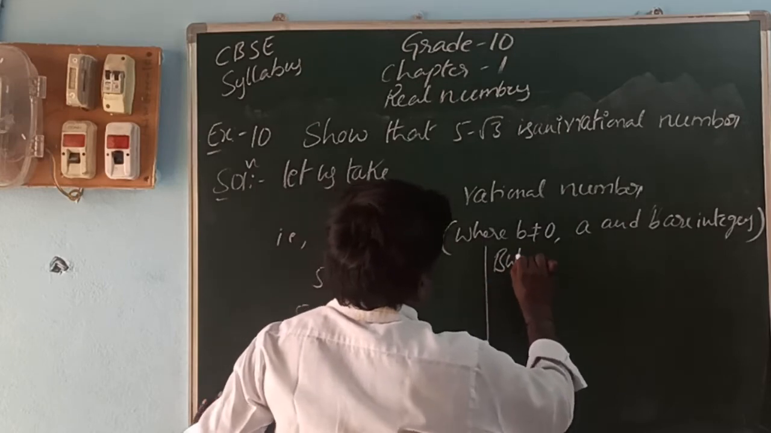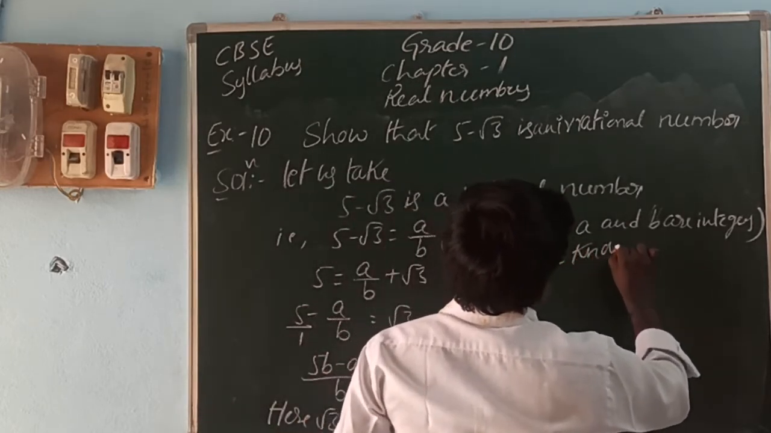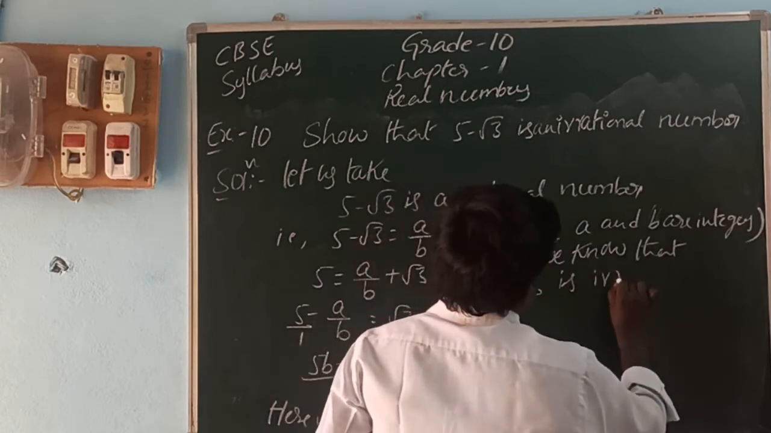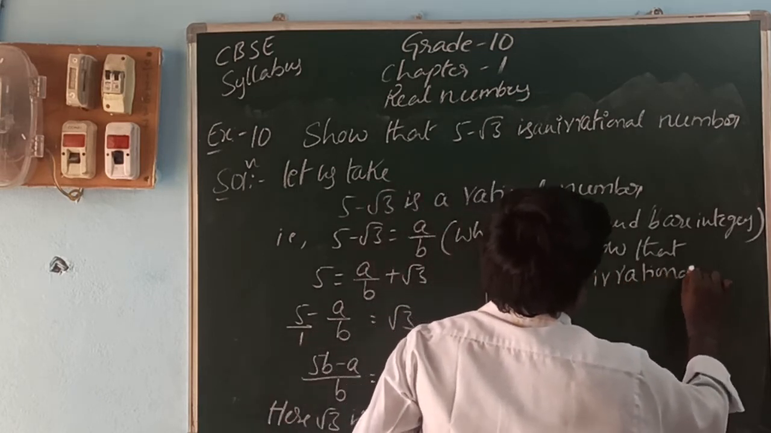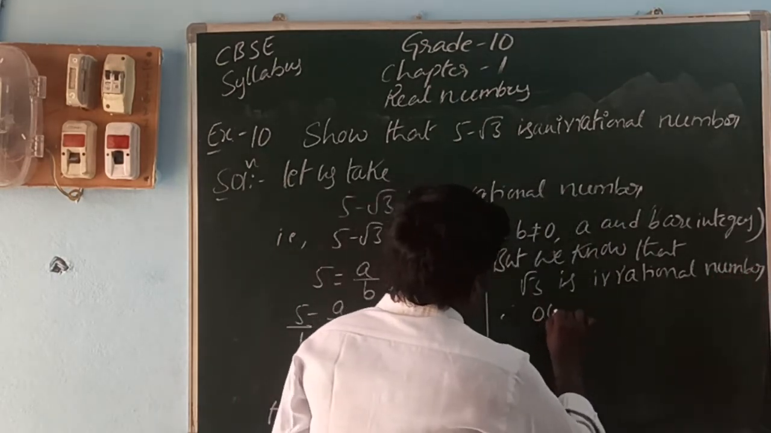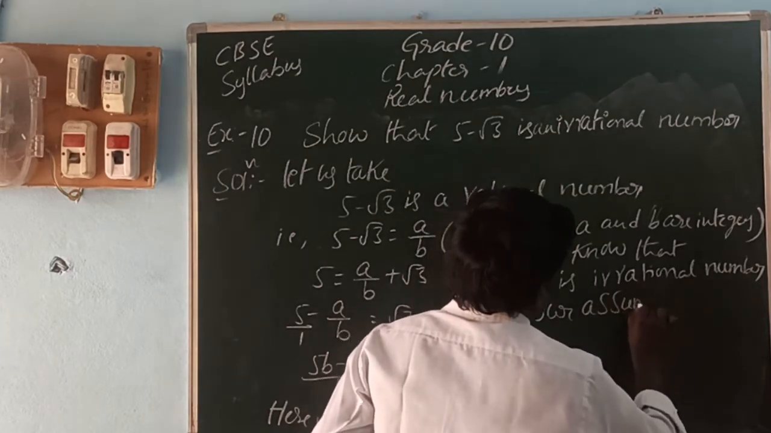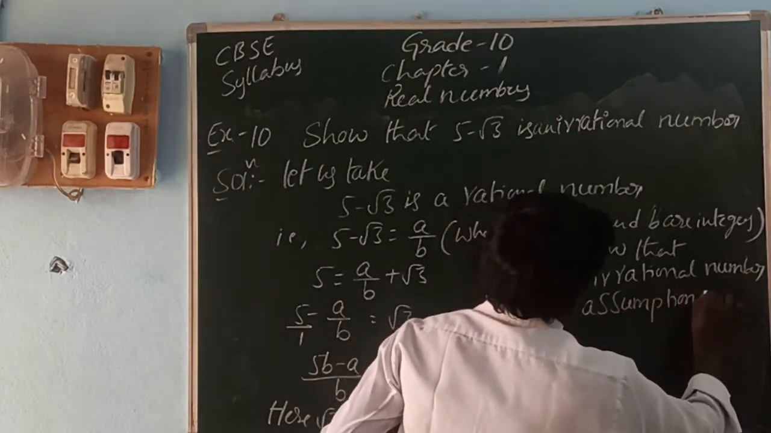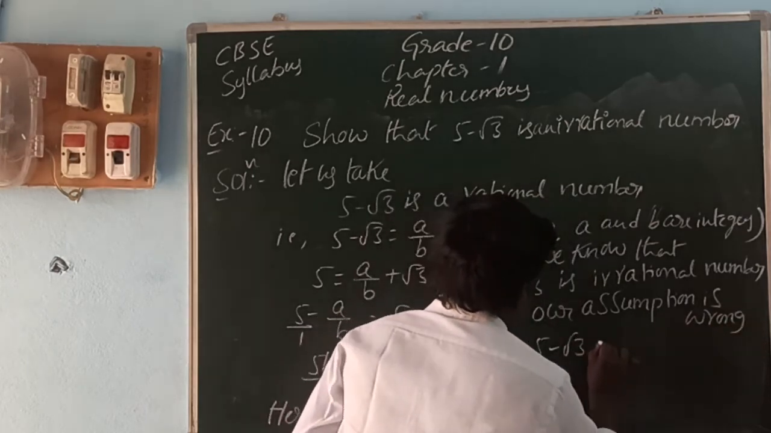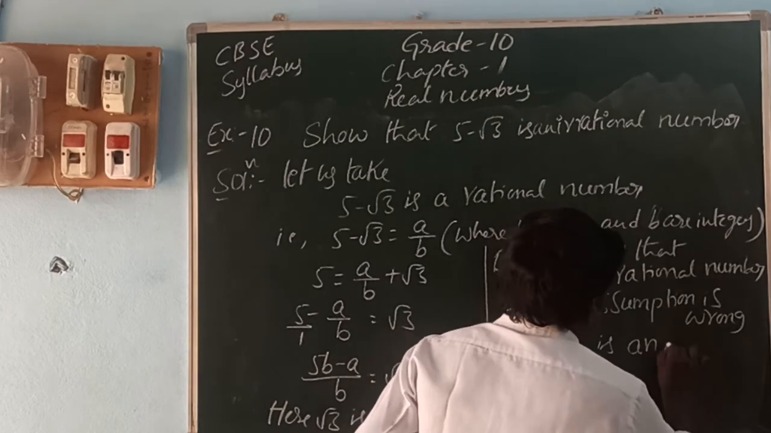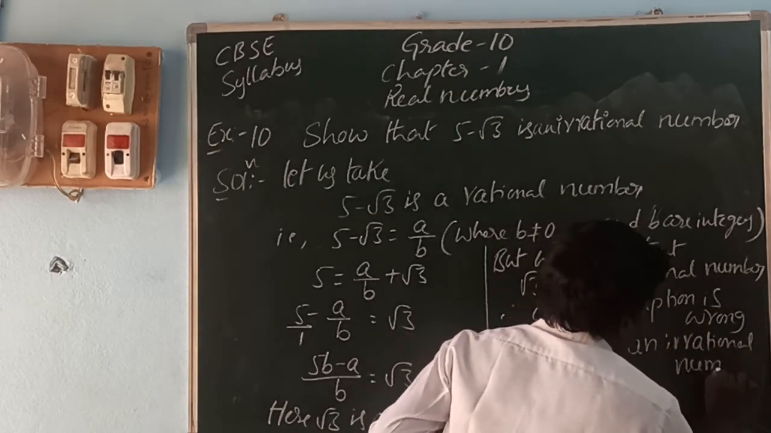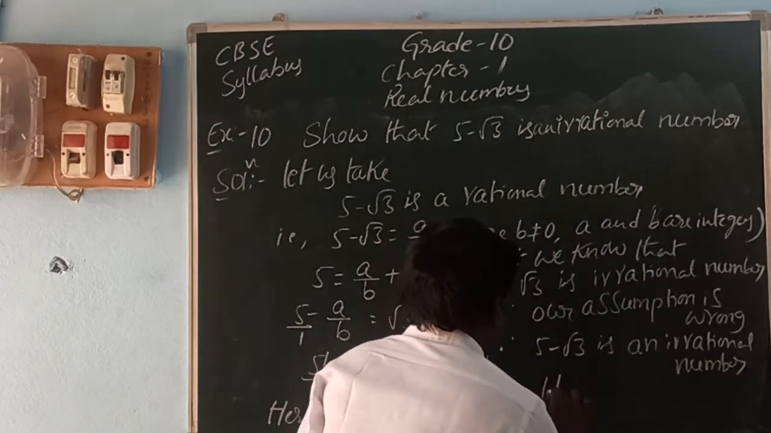But we know that root 3 is an irrational number. We know that root 3 is an irrational number. So therefore our assumption is wrong. So therefore 5 minus root 3 is an irrational number. So therefore hence proved.